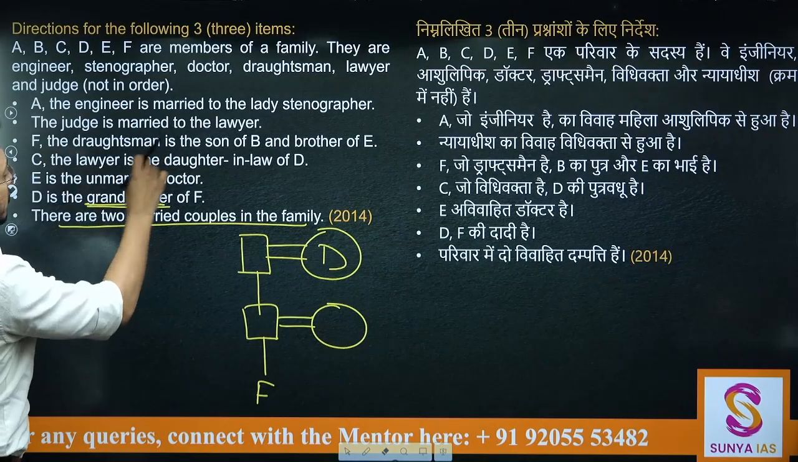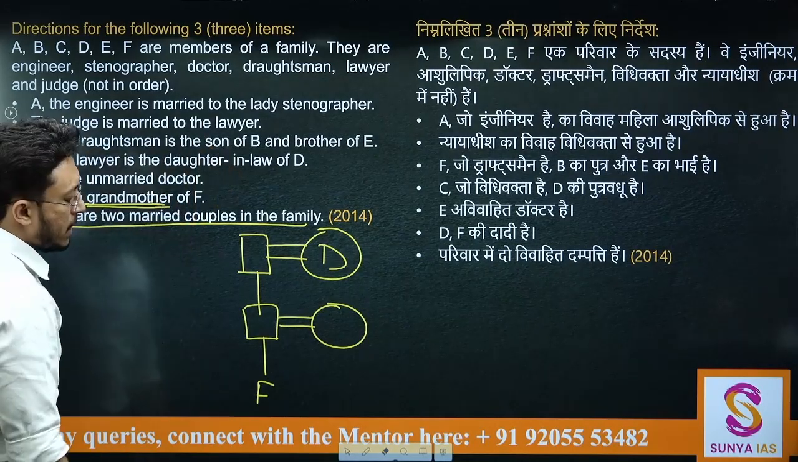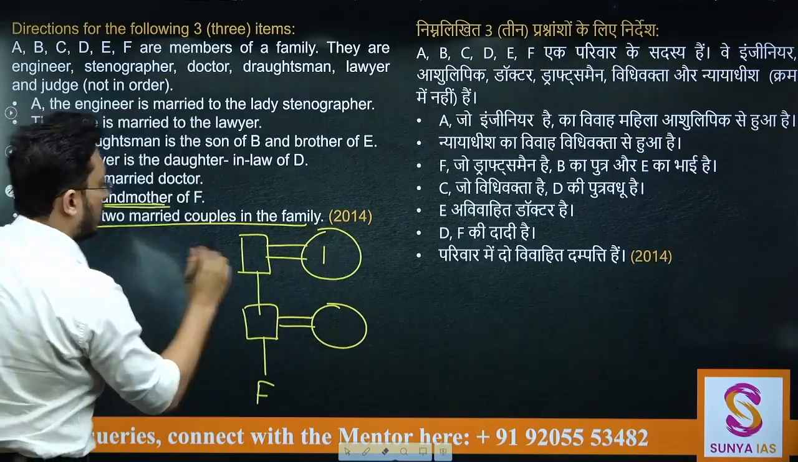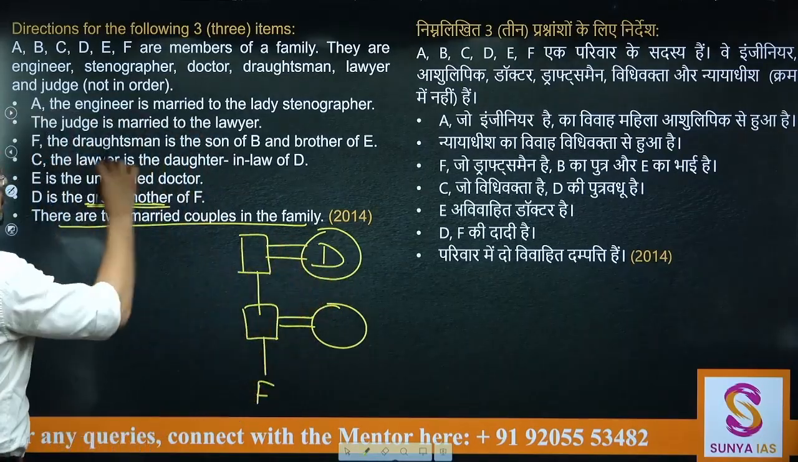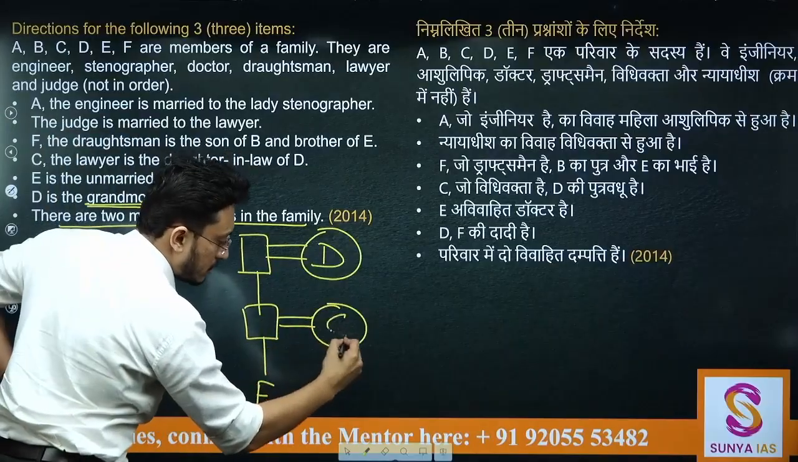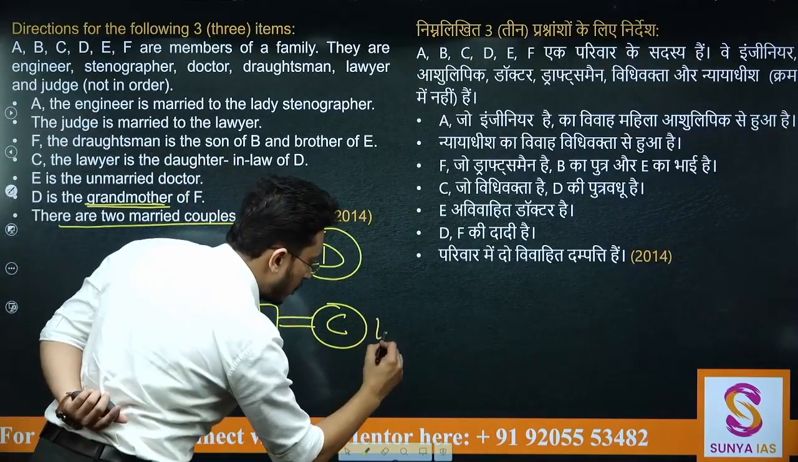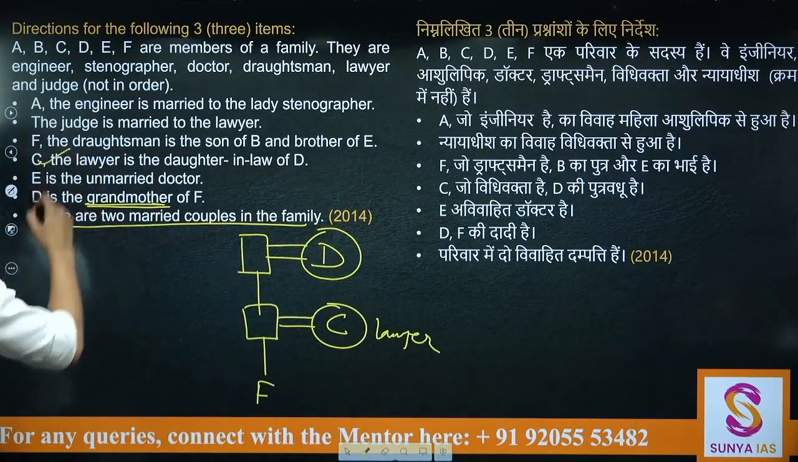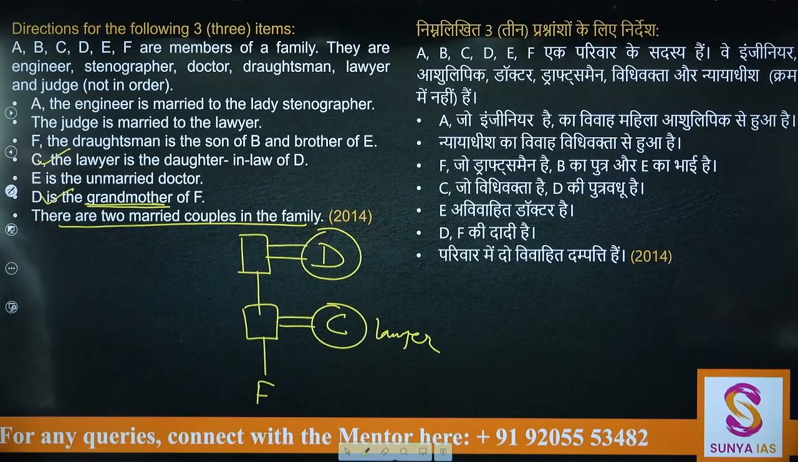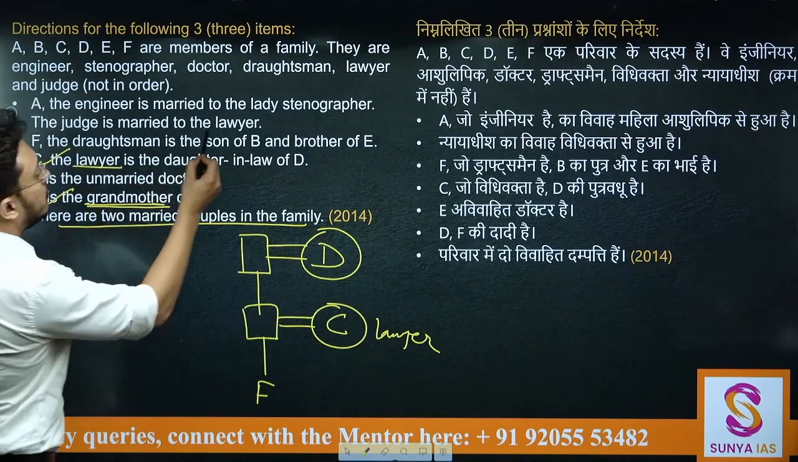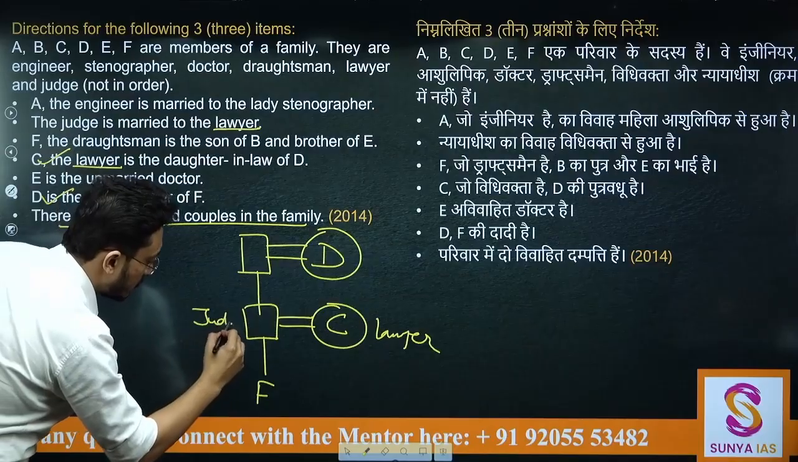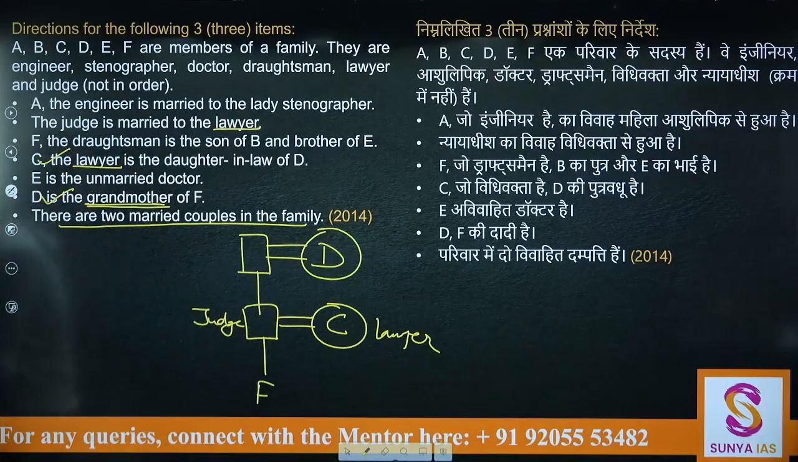C is the lawyer and daughter-in-law of D. So this is D. Sorry, this is D. C is the lawyer and daughter-in-law. Can I say this is the daughter-in-law and C is the lawyer? This is what we know. So we have used this statement. About the lawyer, we have this statement also, that the judge is married to the lawyer. That means this person is the judge. Judge is married to the lawyer.